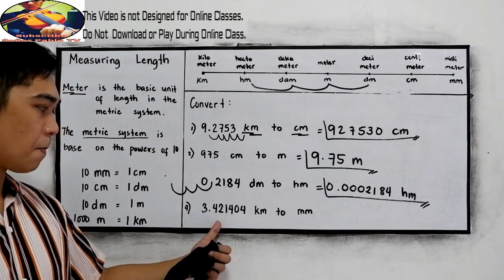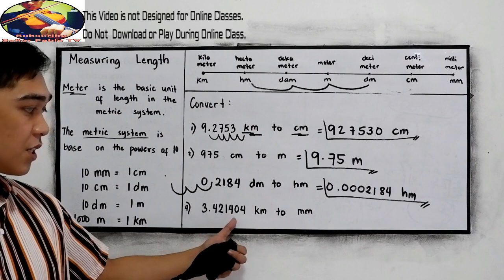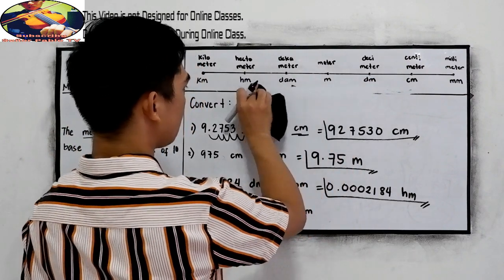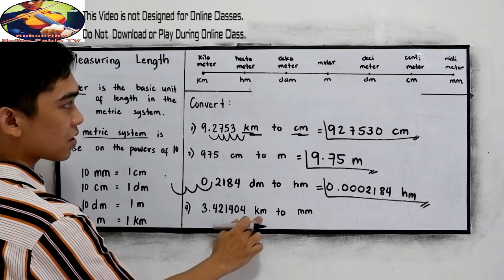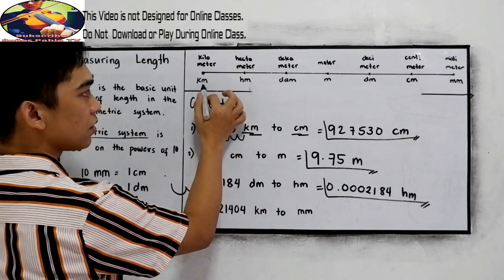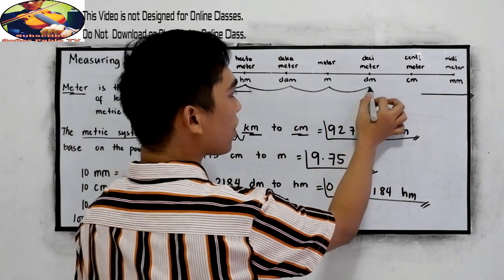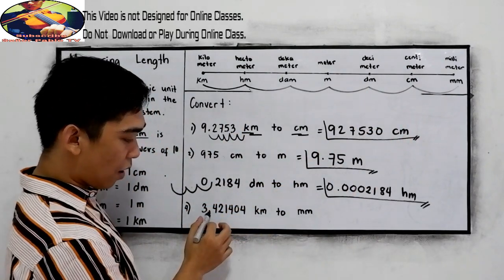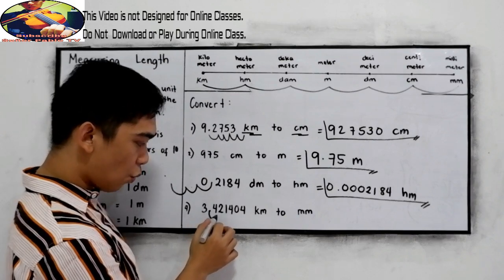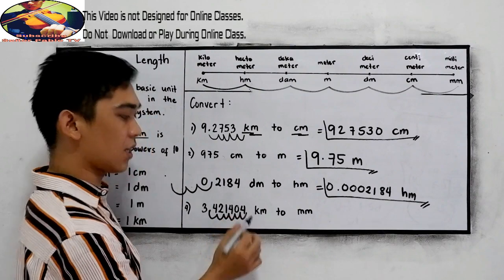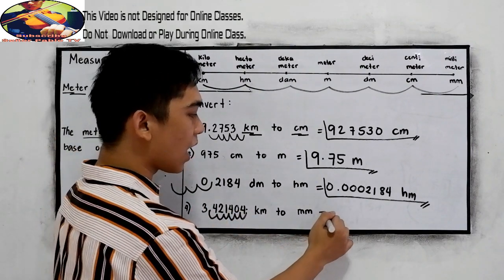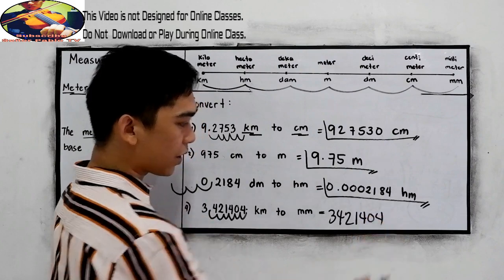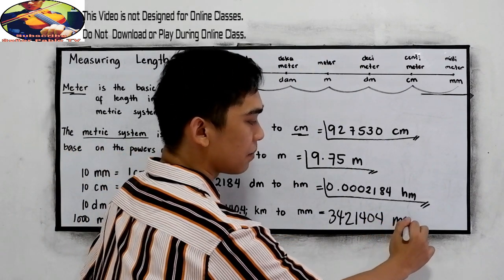And for the last number, 3.421404 kilometers to millimeters. Kilometers, locate. It's here. Then 1, 2, 3, 4, 5, 6. We need to move 6 times to the right. Our decimal point, 6 times, 1, 2, 3, 4, 5, 6. So that will become 3, 4, 2, 1, 4, 0, 4, and our unit is millimeter.